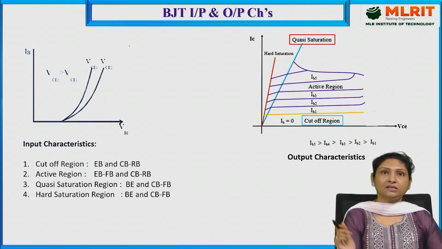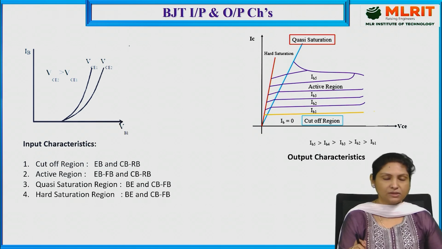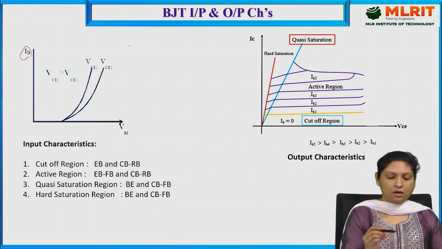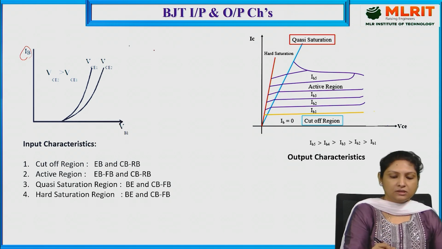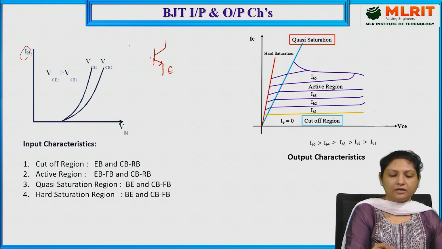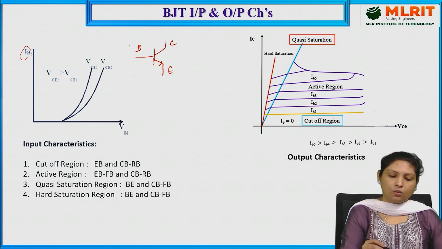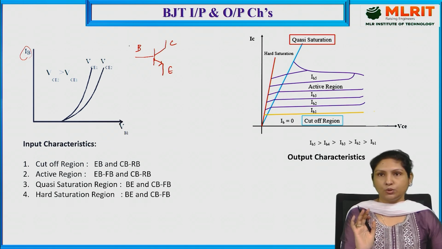And then let us see the input as well as output characteristics of the BJT. Here the input characteristics are the input current, base current IB, versus the input voltage, that is VBE. This is how the BJT looks. Here we are considering the NPN transistor. This is the emitter terminal, this is the base terminal and this is the collector terminal. Here the emitter is always made common. This is the common emitter configuration, which is the most popularly used configuration.